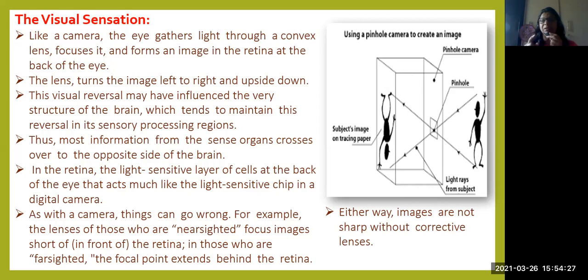Sometimes it may go wrong because of our age, or because of accidents, or because of diet. All this makes a wrong image on the retina. According to the formation of the image on the retina, we say it is far sight or near sight. That should be corrected with the help of lenses, convex lens or concave lens.